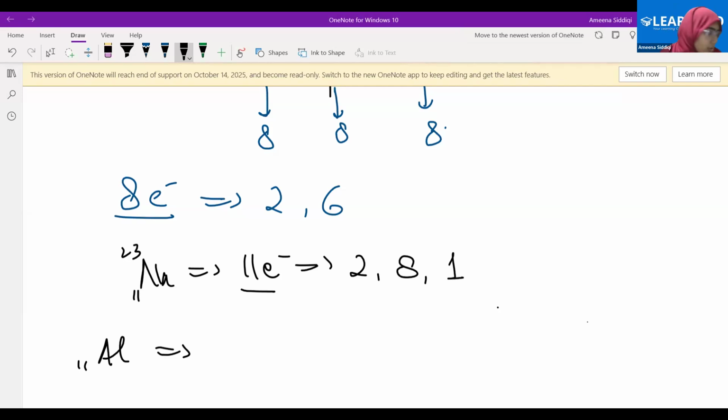Yes, look here. What's the electronic configuration here for aluminium? 2, 8, and 3. And I had written 11, and that is wrong, it is 13. Good. 2, 8, and 3.